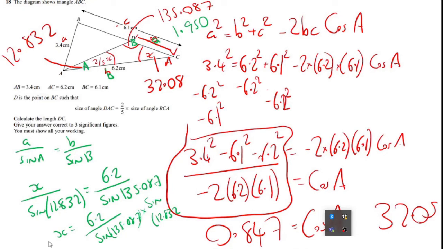And then you realise the question actually asks for 3 significant figures. My answer is technically 4 significant figures. So I have to do the first significant figure, the second, the third one. So my answer is 1.95 centimetres.